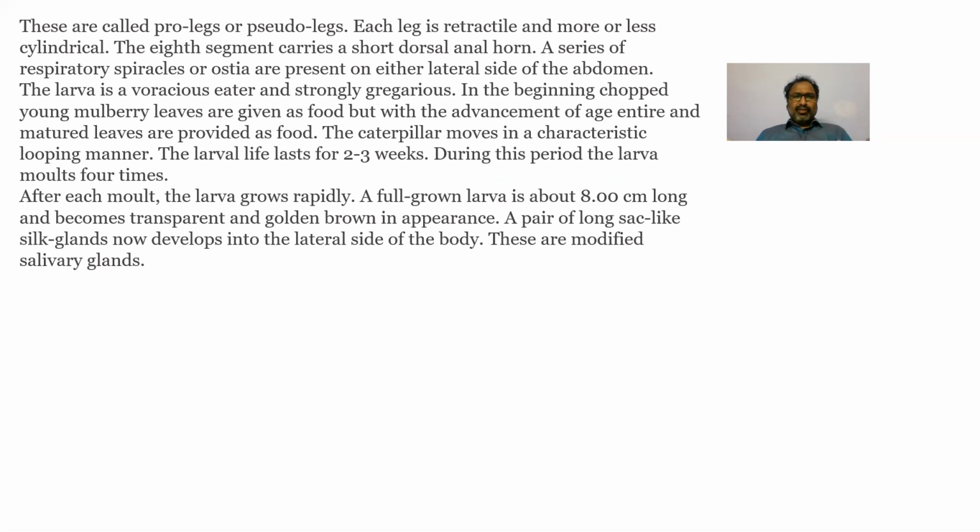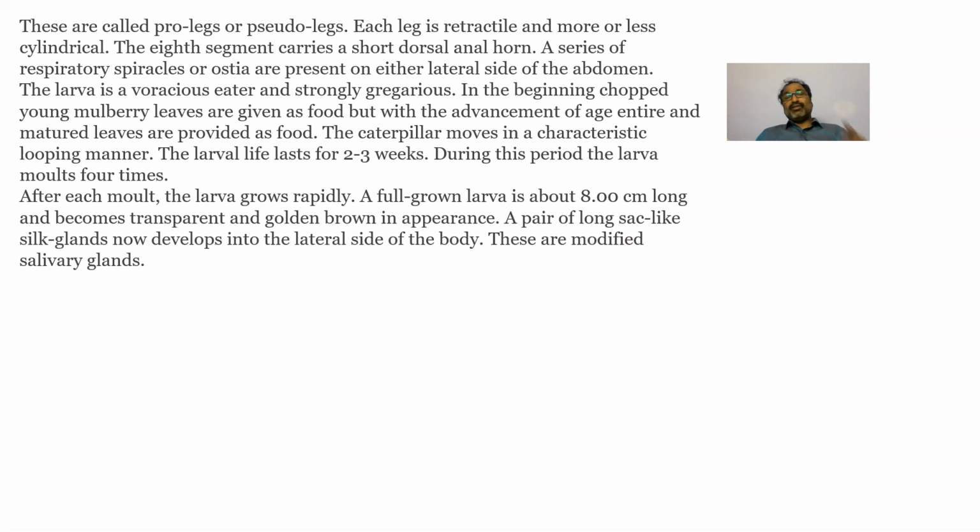As I told you, this larva is a voracious eater, and strongly gregarious too. In the beginning, chopped young mulberry leaves are given. When it is small, small pieces of the mulberry leaves are given as food. But with the advancement of age, when it reaches the 2nd, 3rd, 4th instar, matured leaves are provided as food. This caterpillar moves in a characteristic looping manner.